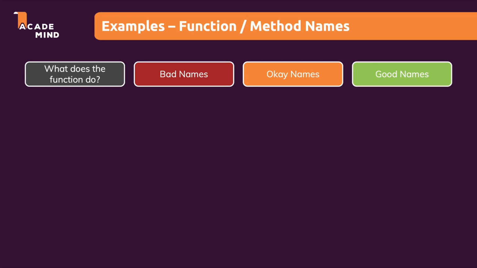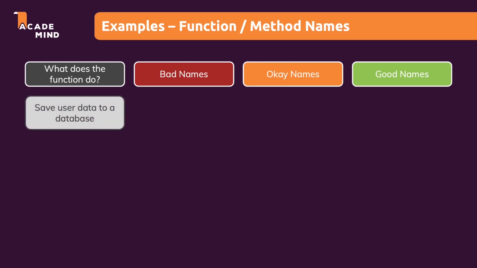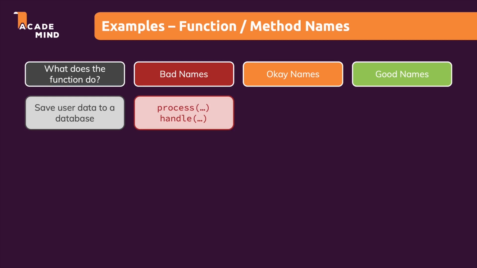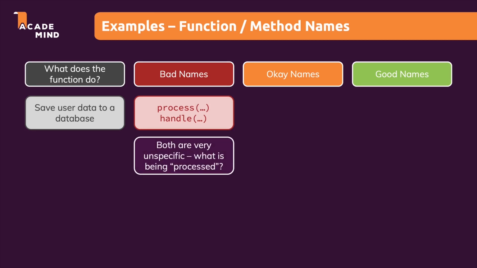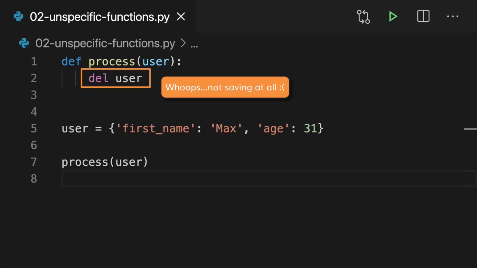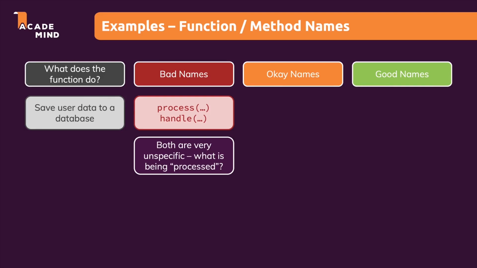So therefore, it's again time for some specific examples, now on function and method names, again with bad, okay, and good names. Now let's say we have a function that saves a user or saves user data to a database. How could we name this function or method? Well, bad names would be something like process or handle. This is very generic. These could be doing anything. Yes, it could be processing or handling a user, but we could also be processing an order. So this is not telling us anything. In addition, it's not clear whether process means save or update or delete. It could be anything. So this is definitely very unspecific and not the naming you want to use.